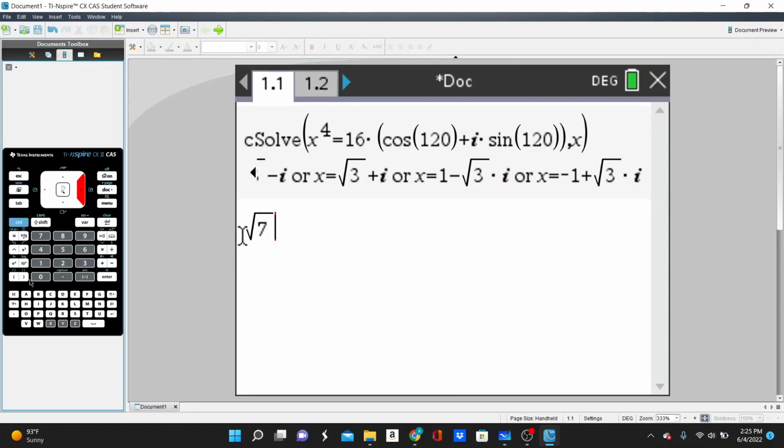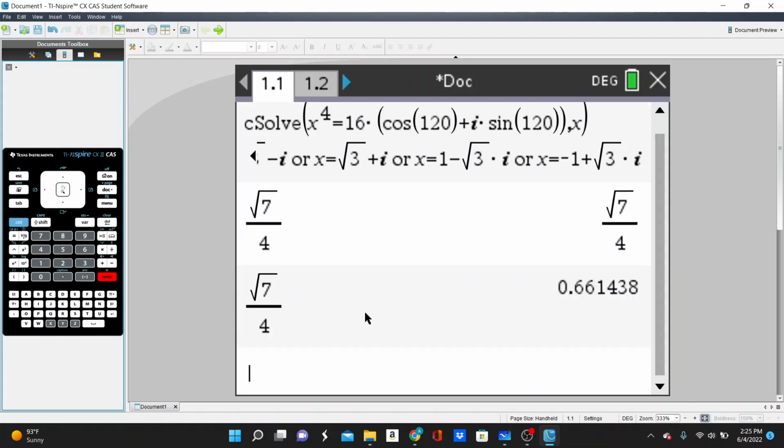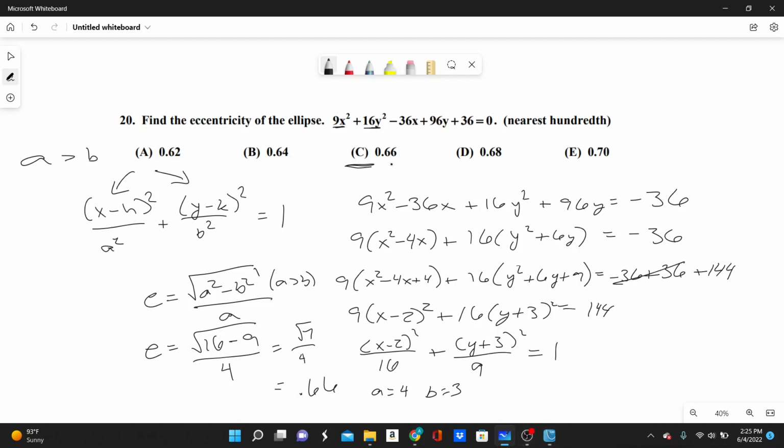Square root of 7 divided by 4. Yep, and we get 0.66. And that's the same thing that we got before, so we can be pretty confident that we're correct. So that's answer choice C.